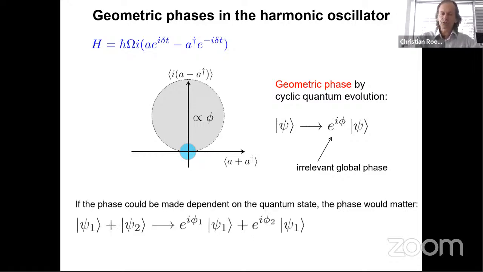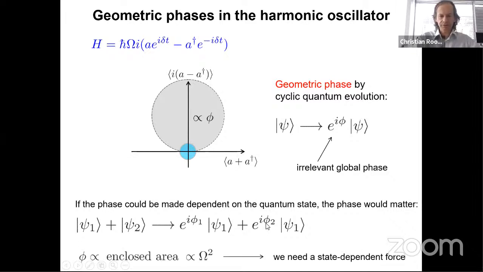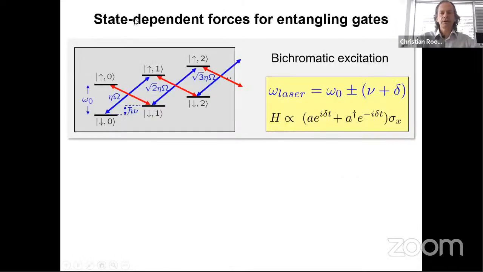But it would be very interesting if you could have maybe two quantum states that undergo some evolution in phase space, which is not the same for one state and the other state, such that both states pick up different geometric phases. And then you see that now you have some interesting relative phase, which depends on the trajectory that is taken by the two states. And for this, which becomes measurable, what we need to have is a state-dependent force. And this state-dependent force can now be engineered by having exactly this kind of bichromatic excitation.